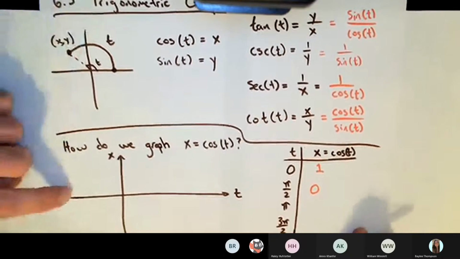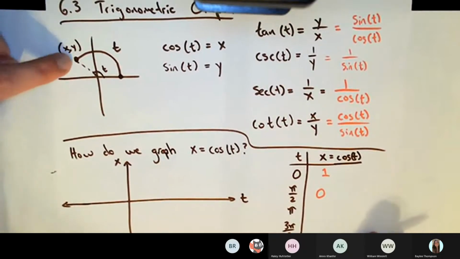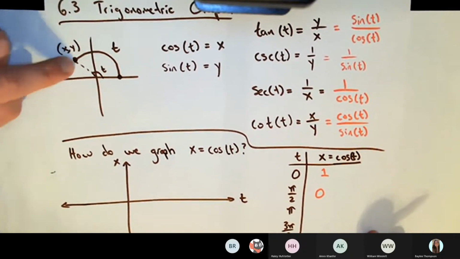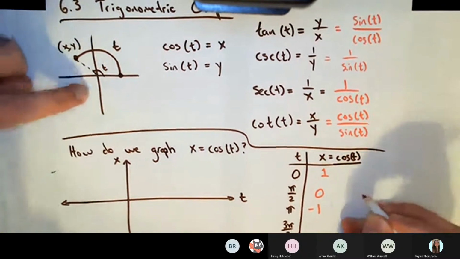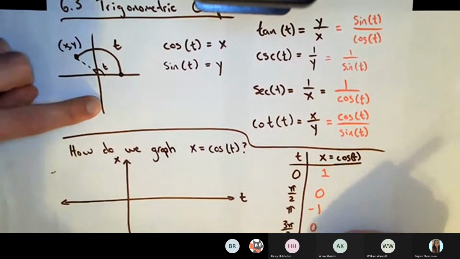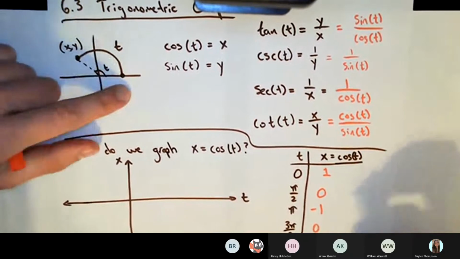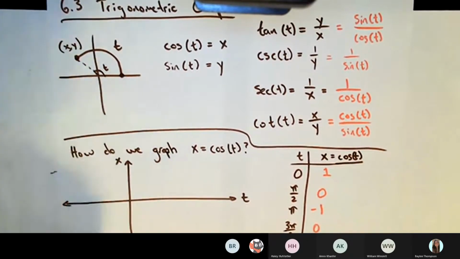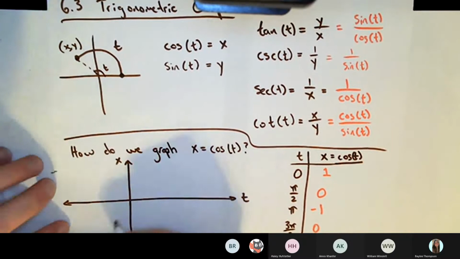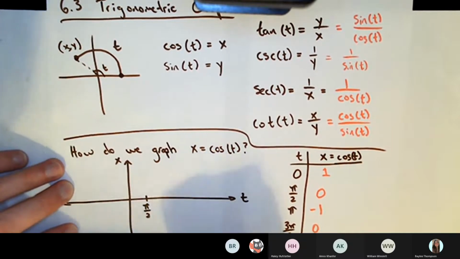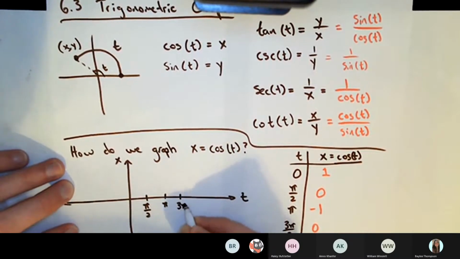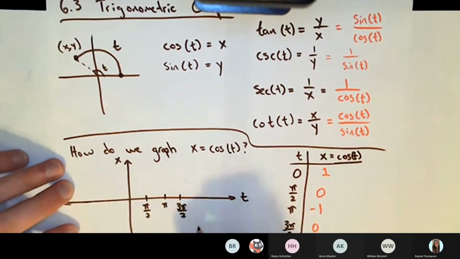Okay. And then over at pi, rather on this picture at t at pi, that's a 180 angle. We're over here where the x value is negative one. And then 3 pi on 2, we're back at zero. And then 2 pi puts us all the way back around at one. So these coordinate points, so my t values, let me graph these. My t values are in terms of radian measures: pi on 2, here's pi, here's 3 pi on 2, and 2 pi.